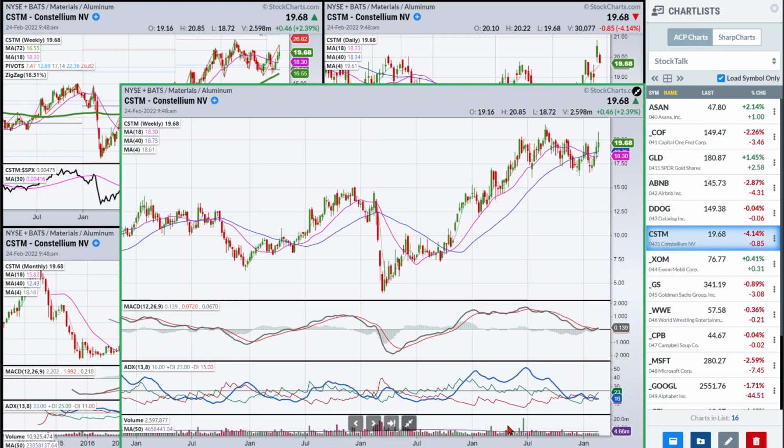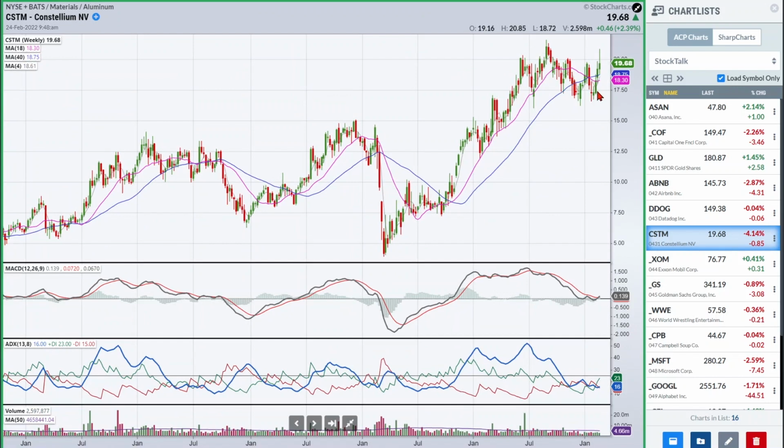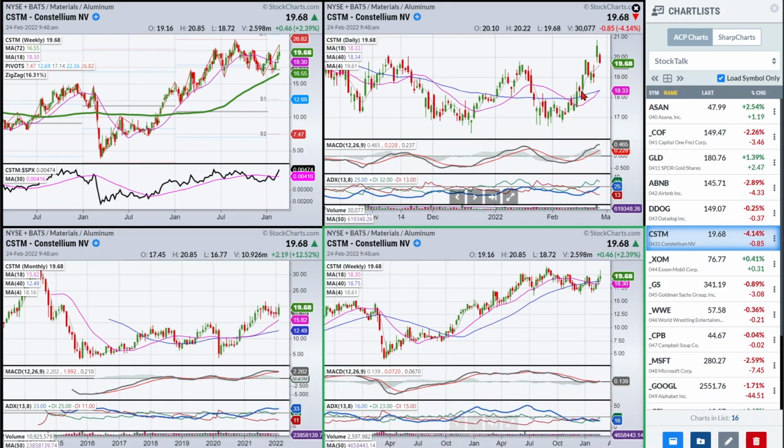And then on a weekly, we've got this opposing trend pattern where the 18 crosses down below the 40, while the MACD is coming down to the 0 line and we have low ADX. We have no sign of real sellers at all. So this is a pretty intriguing pattern.